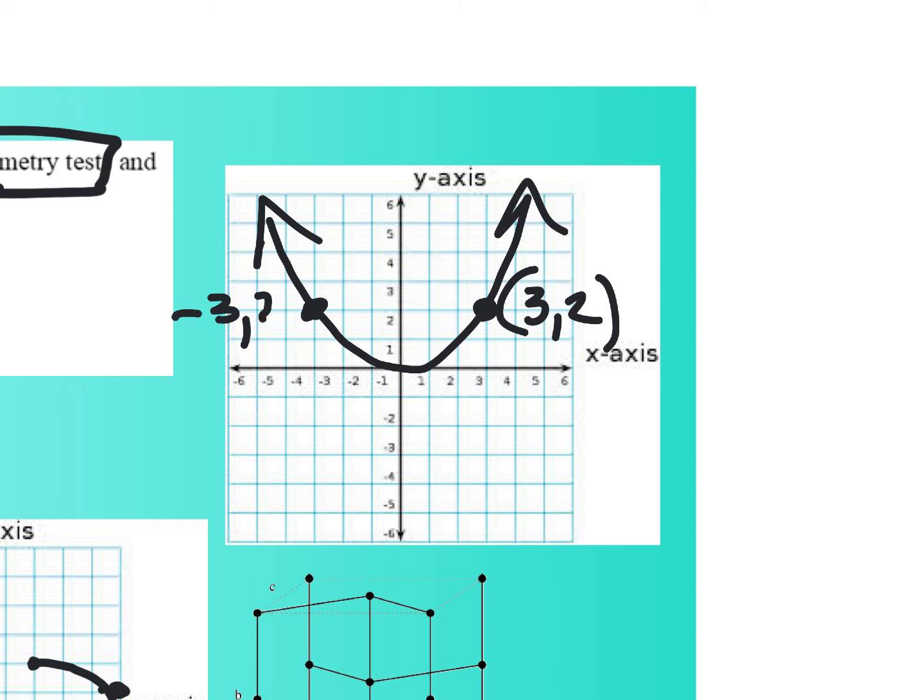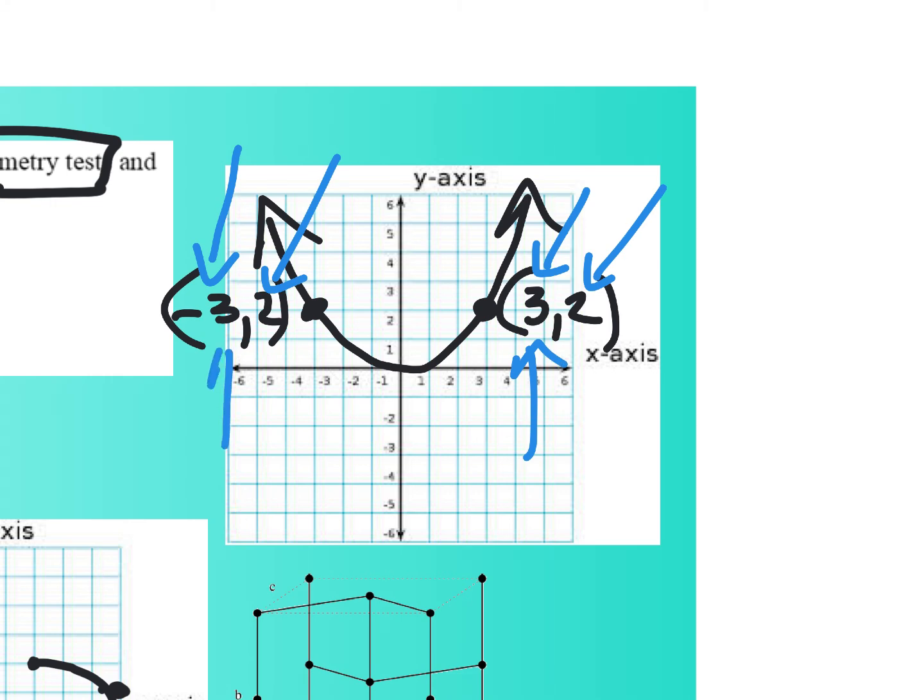Negative 3 comma 2, right? So what's the test here? If that's x and that's y, if you put in negative x, you should still get the same y. Does that make sense to you?